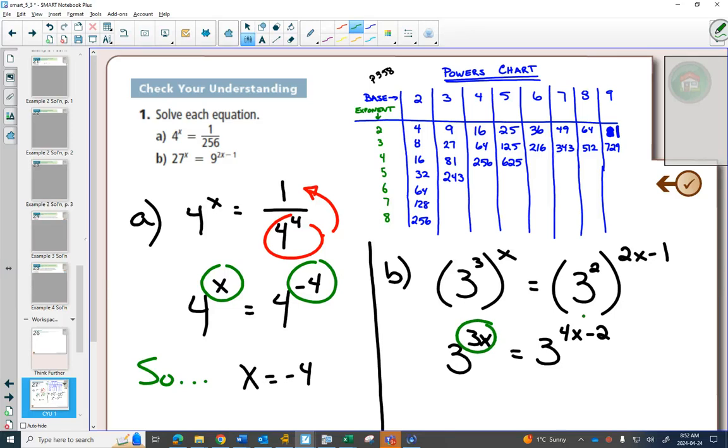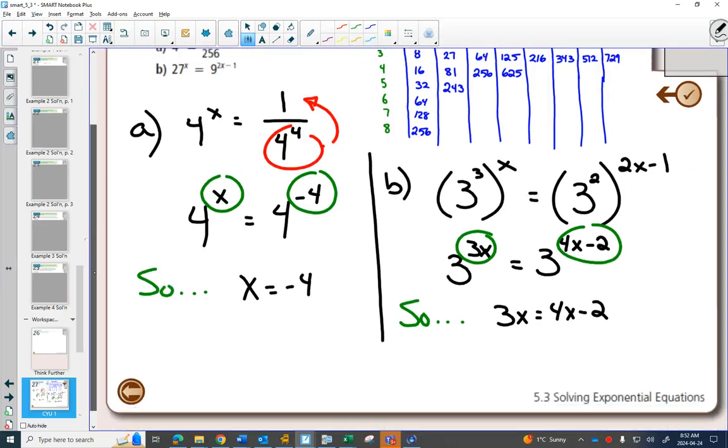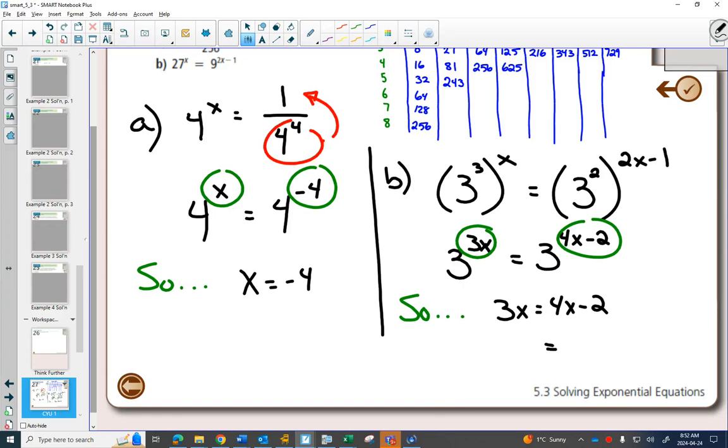So I take out a different color and I go, does it make sense that the 3x would have to equal the 4x minus 2? If they're going to be equal, the exponents would have to be equal. I'm going to combine my x's on this side. I'm going to move my 2 to this side. And we get x is equal to 2.